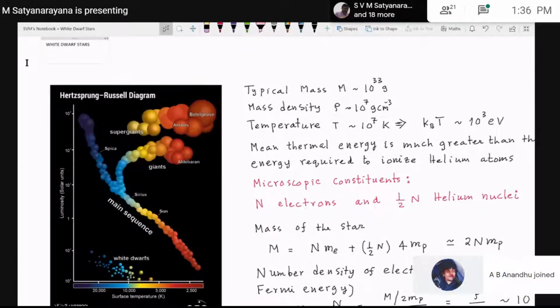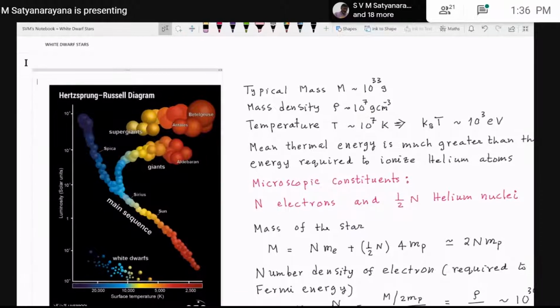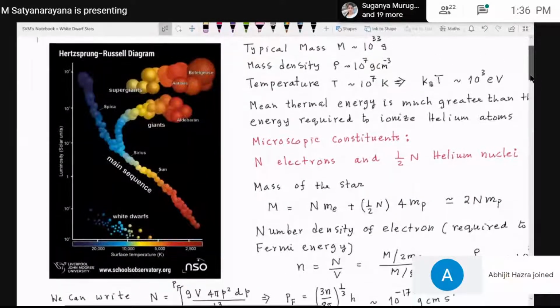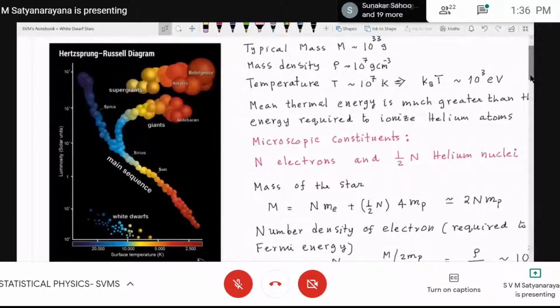There is an interesting diagram called the Hertzsprung-Russell diagram, and this diagram shows that there is something called the main sequence of stars. So can you see this picture? Yeah, so this is the main sequence of stars.